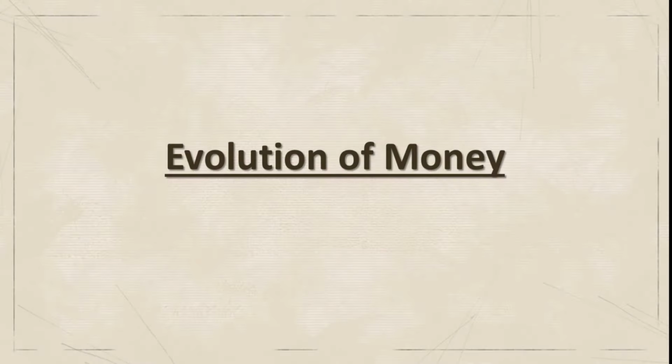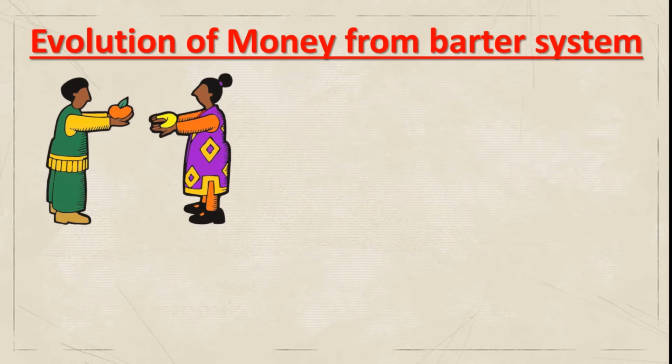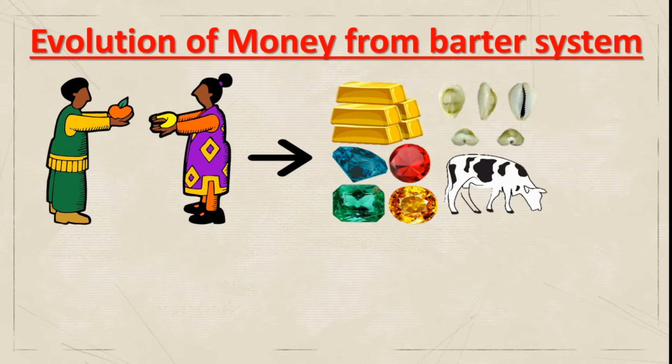So now let's talk about evolution of money. As we learned so far, people first followed the system of barter system, and then they evolved from the system of barter system to the usage of durable things as the medium of exchange.